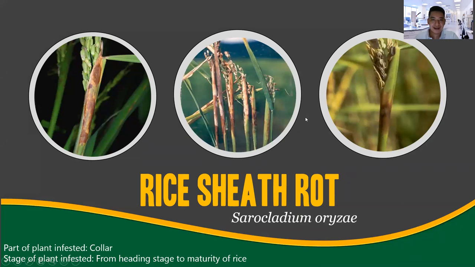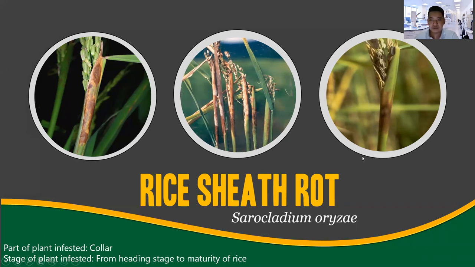Next is rice sheath rot. Rice sheath rot is caused by Sarocladium oryzae. The infected part of rice sheath rot is the collar. We see the manifestation of this disease in our rice from the heading stage to maturity. The disease reduces grain yield by retarding or aborting panicle emergence. Once our collar is infected, our rice crop no longer produces good grains or panicles.